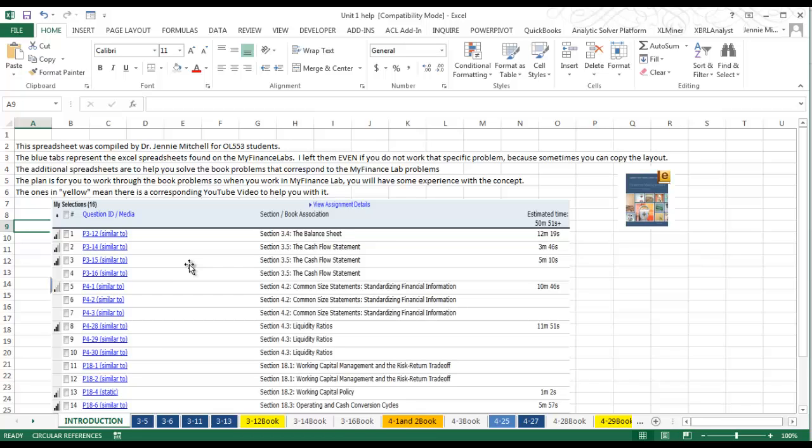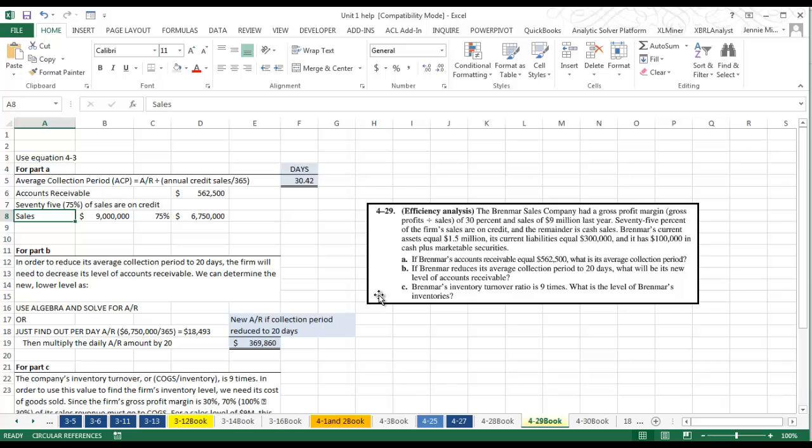So today we're going to look at problem 429, and if you'll notice, it's basically considering efficiency analysis, where we're looking at average collection periods. We're looking at if we reduce our average collection period, what will be our new accounts receivable, and then we're also looking at what our level of inventories would be given our turnover ratio is 9 times. So essentially in this problem, you're required to do a little bit of calculation using algebra. And so let's get started.